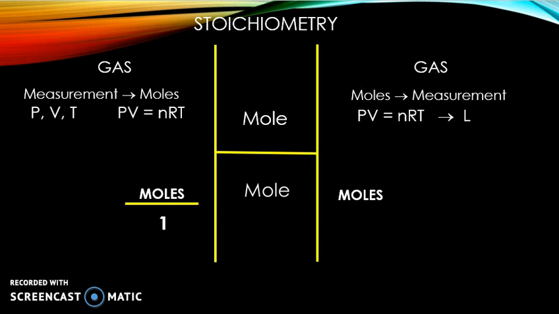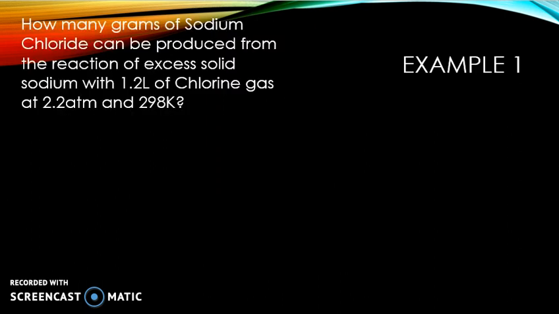So I know that this is kind of confusing, and I know that we're going to have to see a final example problem, so let's just hop right to it. Here's example problem number 1. How many grams of sodium chloride can be produced from the reaction of excess solid sodium with 1.2 liters of chlorine gas at 2.2 atm and 298 Kelvin?